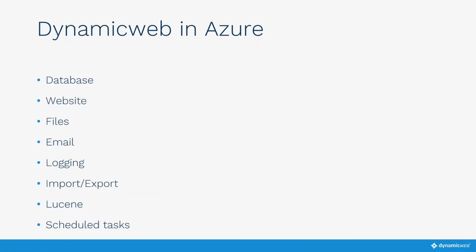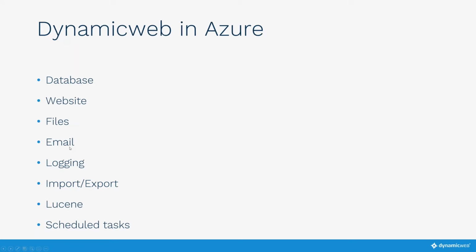So all the things that are a little bit different in Azure is, of course, the database, because it's hosted on an Azure SQL server. We have the website. Files is the same thing, but the file system is a bit different on Azure than it is on a regular Dynamicweb. But you access it using FTP or your File Explorer on Windows. Can't remember the protocol.